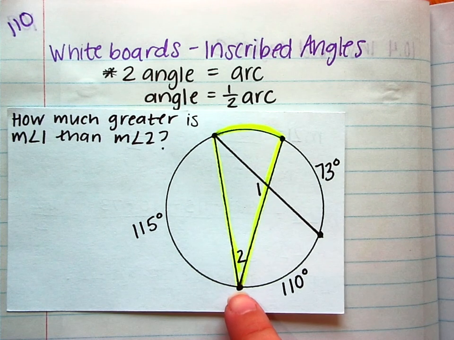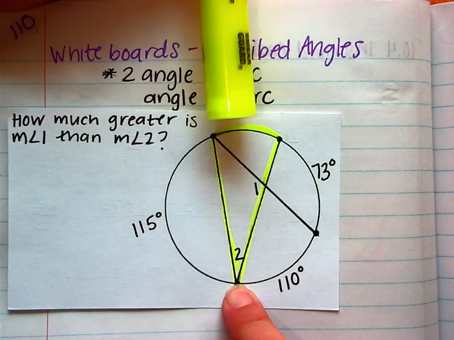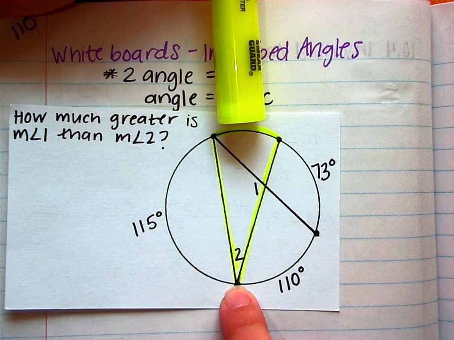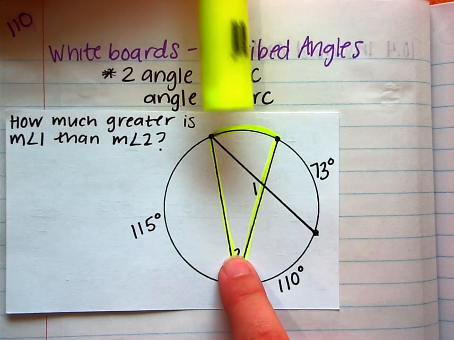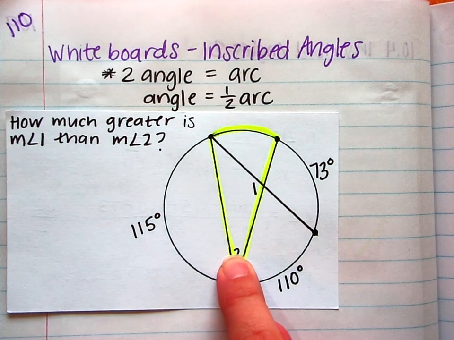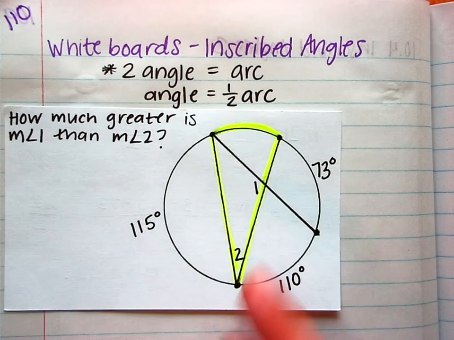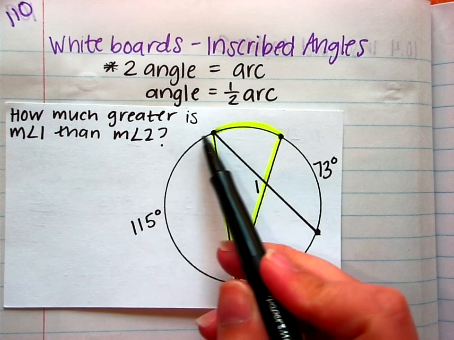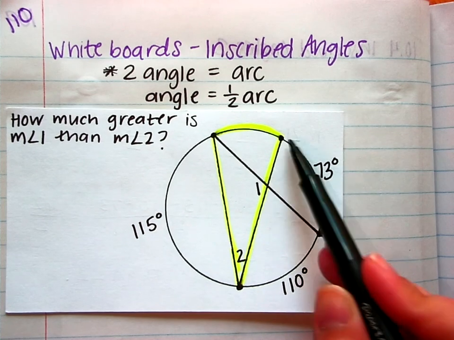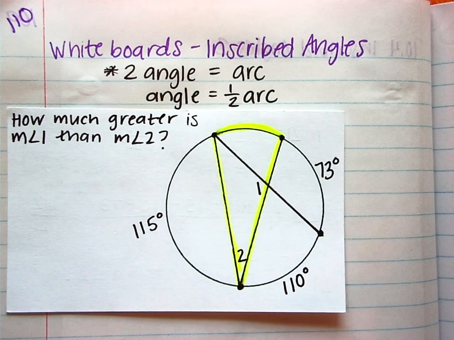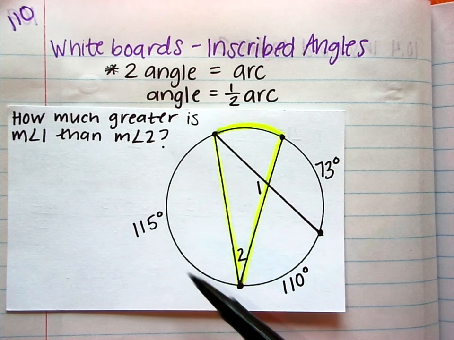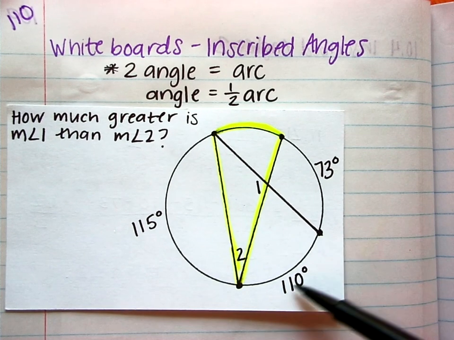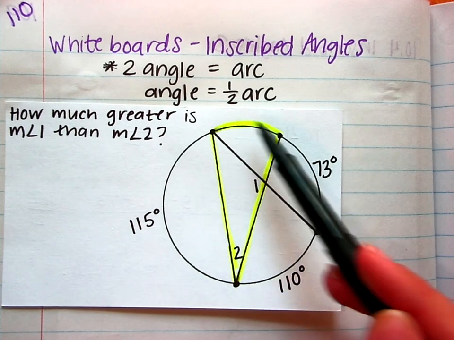Angle 2, we know is going to be half the measure of this arc because angle 2 is an inscribed. Whenever you have an inscribed angle, it's half the measure of its arc. So we need to figure out that arc measure before we can know what angle 2 is. We have almost all the other arcs all the way around the circle. We're just missing that yellow arc. So we know there's 360 degrees in an entire circle. So we need to take these arcs away from 360 to figure out this arc measure.